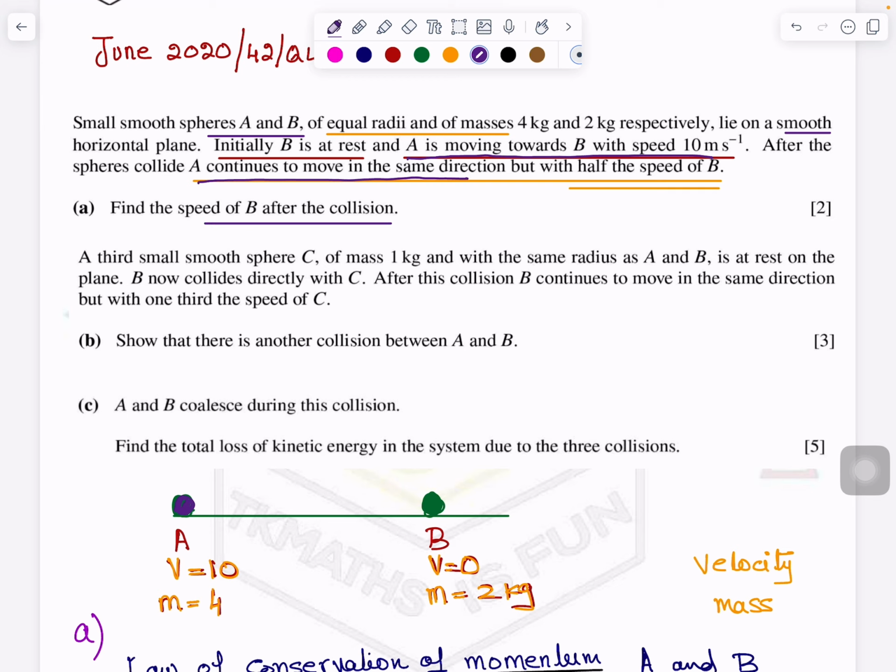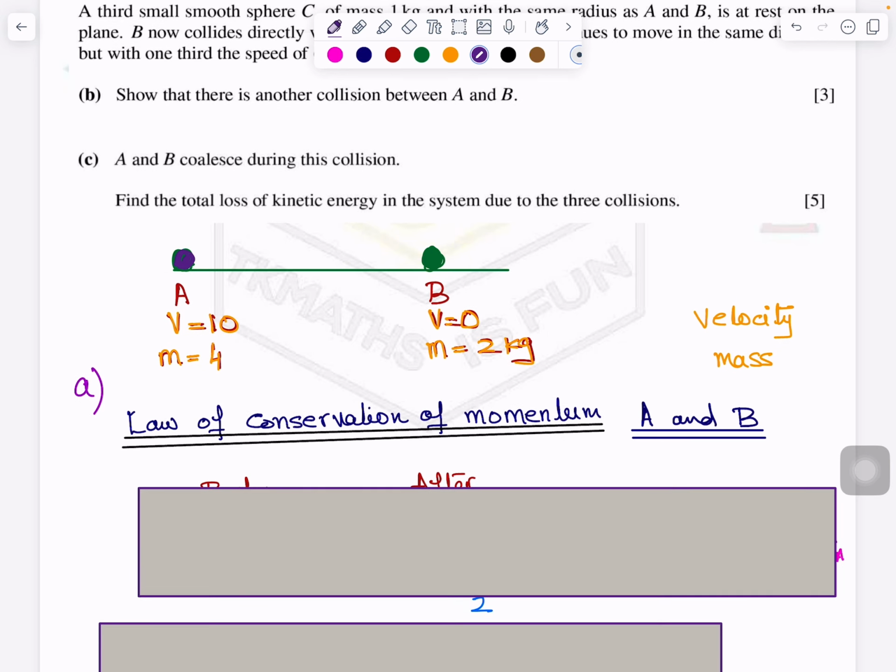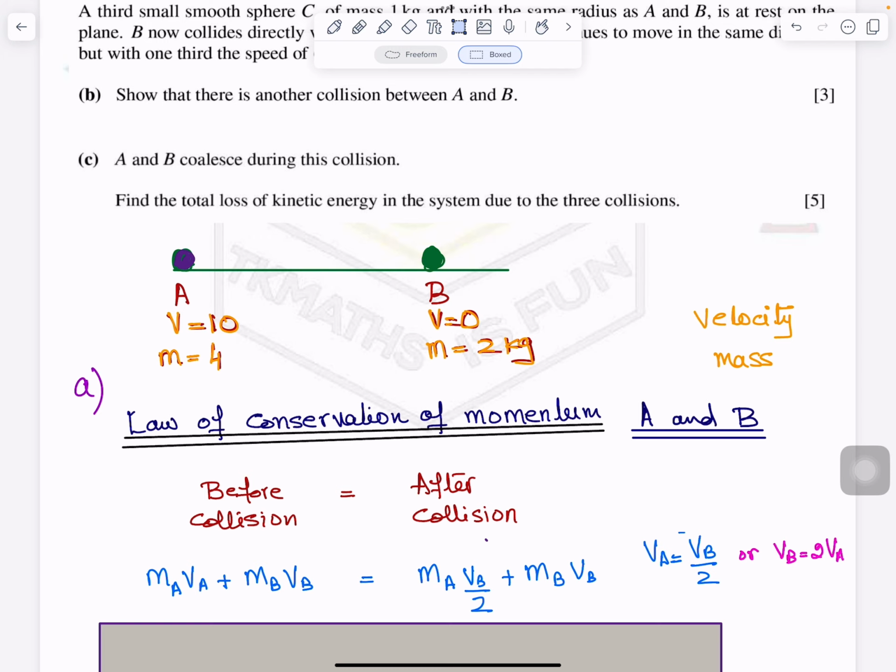This is part A. I am applying the law of conservation of momentum on A and B. What does this say? Before collision and after collision, the momentum of the system remains the same. Now what is momentum? Mass times velocity. Before collision, I am talking about particle A and particle B, so I have written mass A times velocity A plus mass B times velocity B. These are abbreviations you can use. I will simply substitute the values here, for A and for B.